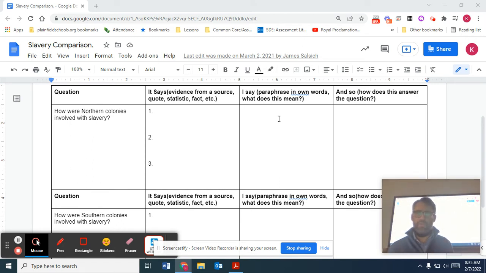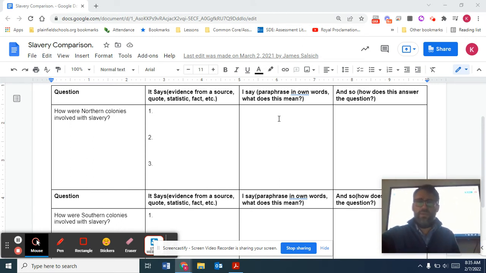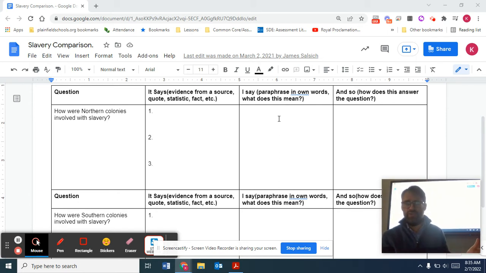So put that in your own words. What does that mean? How could you paraphrase that in your own words? Rhode Island controls 60 to 90% of the slave trade. In my head, that's a lot. So I would say Rhode Island controlled most of the slave trade in America. See, I've taken the statistics, I put it in my own words.